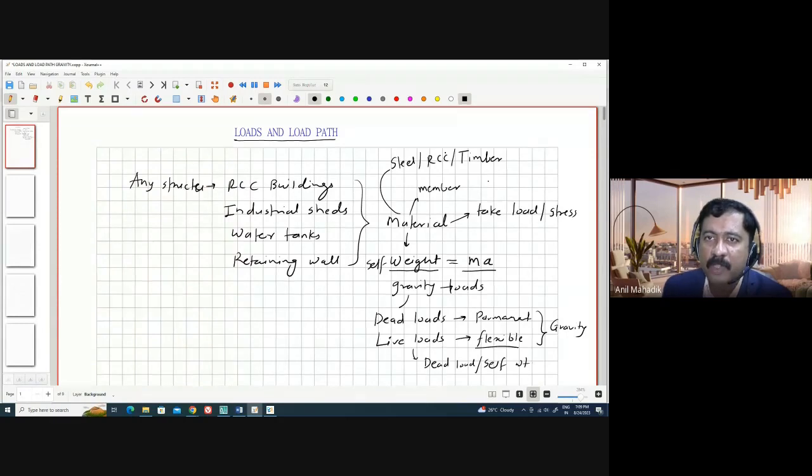Many times for structural engineers, this part is not clear because this is very basic or very conceptual. If you don't have the basic or conceptual knowledge, then you cannot do the advanced part of any engineering. So this is very important, conceptual or classical also, I can say. That is the reason we are here to discuss loads and load path. It will be useful for structural engineers and also for civil engineers who are working on site.